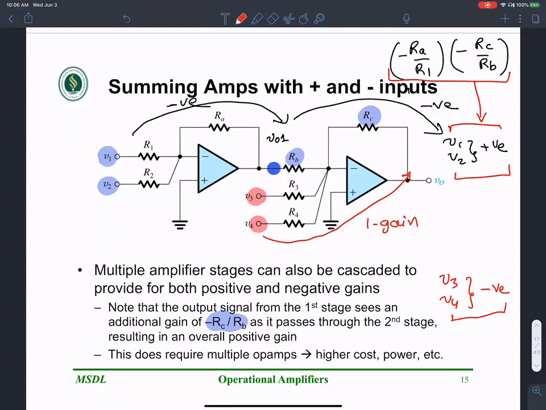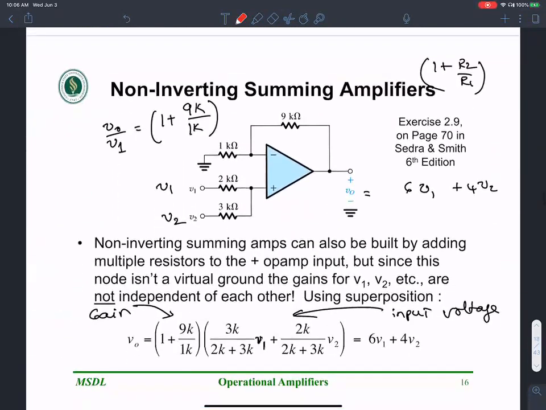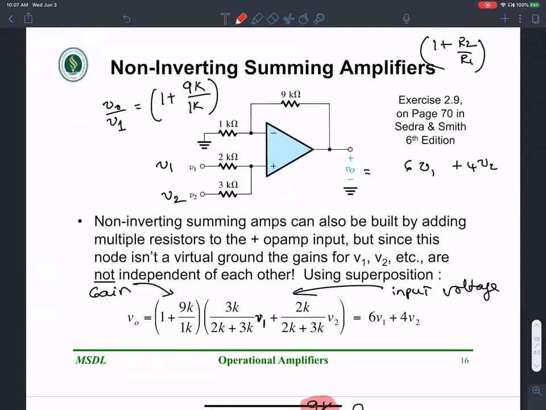Okay, V3 and V4 on the other hand, highlighted using the reddish highlight here, they have to go through only one negative gain stage. So they have an overall gain of negative. So if you think about it, this cascade of two op amps provides positive gain to V1 and V2 and negative gain to V3 and V4. So it's a summing amplifier with both positive and negative inputs. Okay, this is what we saw in the last class. Then we went on to talk about non-inverting summing amplifier. Okay, here is where we use the idea of superposition.